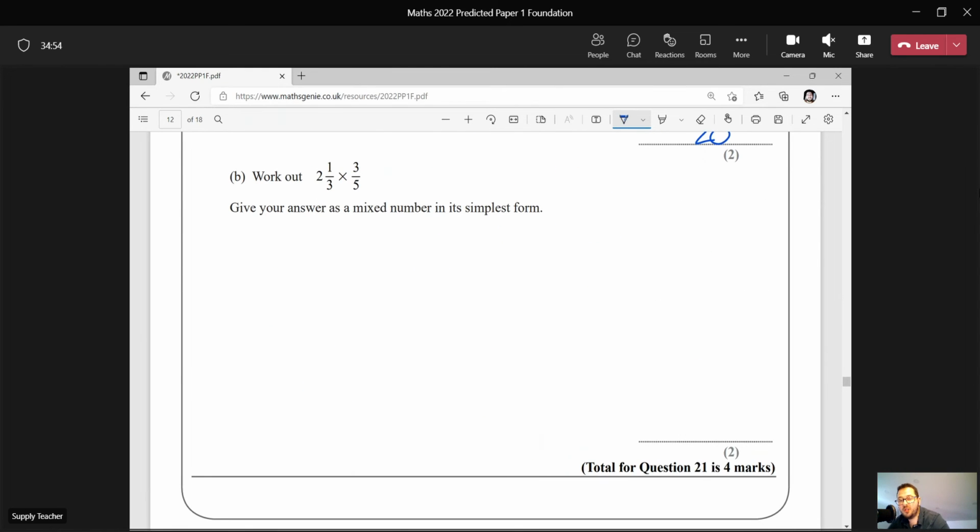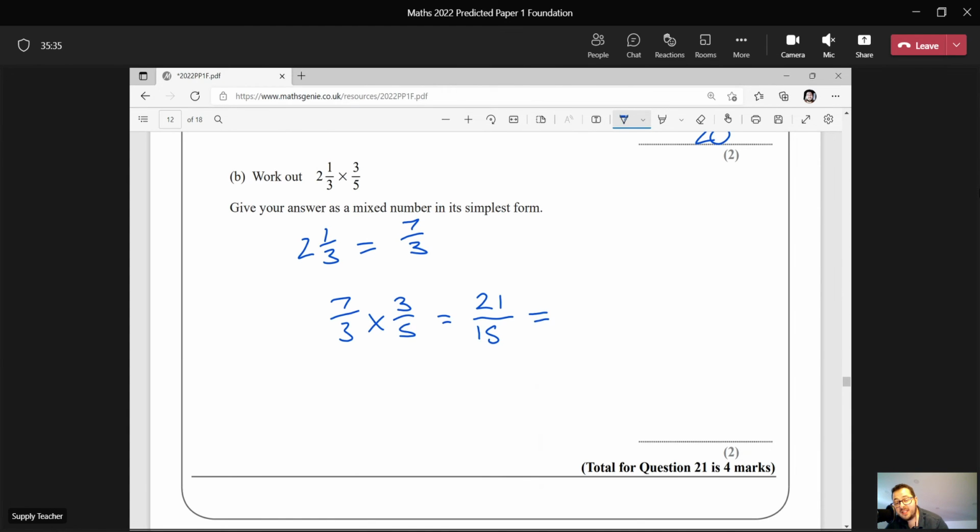Alright, next one. So it says work out 2 1/3 times 3/5. Give your answer as a mixed number in its simplest form. Well, the first thing I want to do is turn this 2 1/3 into a top-heavy fraction. So I just do 2 times the bottom plus the top. So 2 times 3 is 6, plus 1 is 7, so that's 7 over 3. So now I can times it by 3 over 5. And all you do is you times the top two together to get the top, and the bottom two together to get the bottom. So the top is 7 times 3, which is 21, and the bottom is 3 times 5, which is 15. Great.